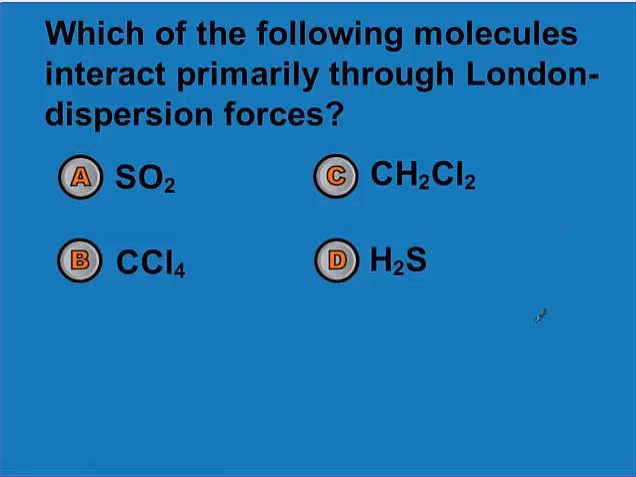Go ahead and pause the video and try this one on your own. Restart when you have your answer. So if we're looking for the one that interacts primarily through London dispersion forces, we're looking for the nonpolar molecule. B is the only nonpolar molecule. A, C, and D are all polar.